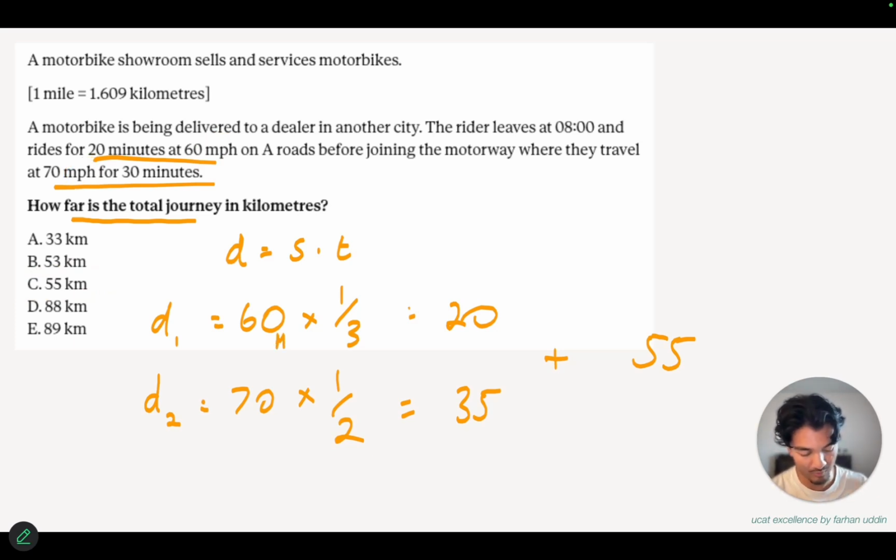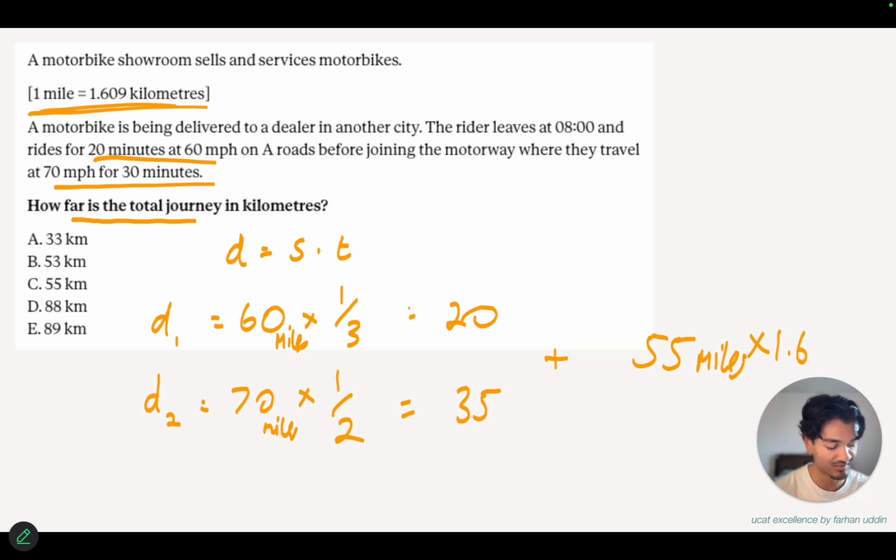So here we're working with miles. So our end result here is going to be in miles. And if you want to convert from miles to kilometers, here we've got that in front of us. So we multiply by 1.609 to give us our answer of 88 kilometers rounded. So our answer here should actually be D.